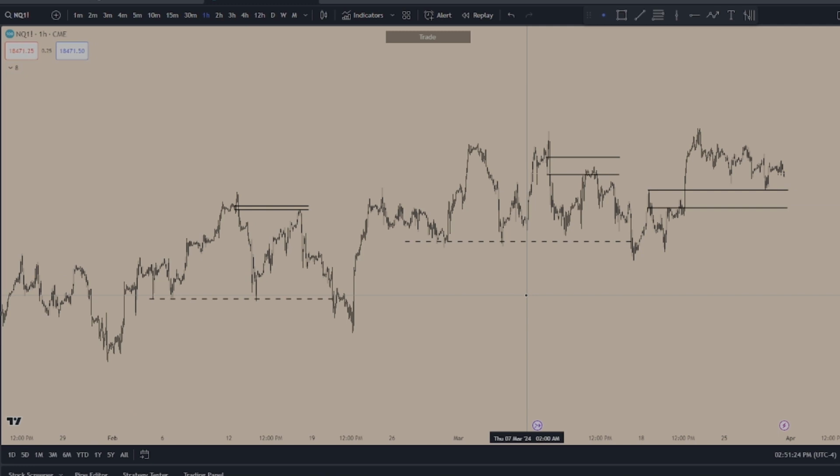Now I recommend going back in your charts, labeling these breakers and kind of back testing along with your strategy, whether you trade power of 3, whether you trade market maker models, 2022 models, silver bullets, whatever it may be. I really suggest going into your charts, back testing, and seeing how a breaker could help improve your bias or your intraday trading.